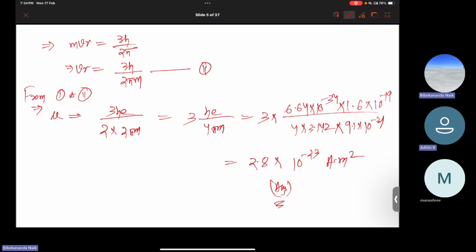Sir, I have a doubt in this question. Yes. In this case, how can we say that the orbit is circular, sir? Because according to Bohr-Sommerfeld model, the orbits are actually elliptical for a few values. Exactly.